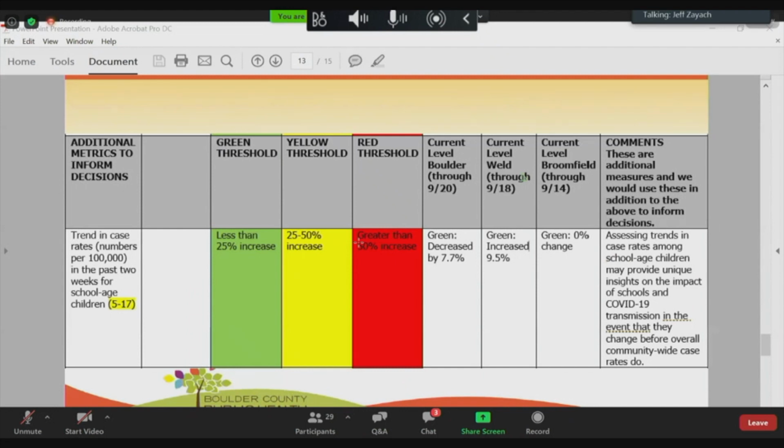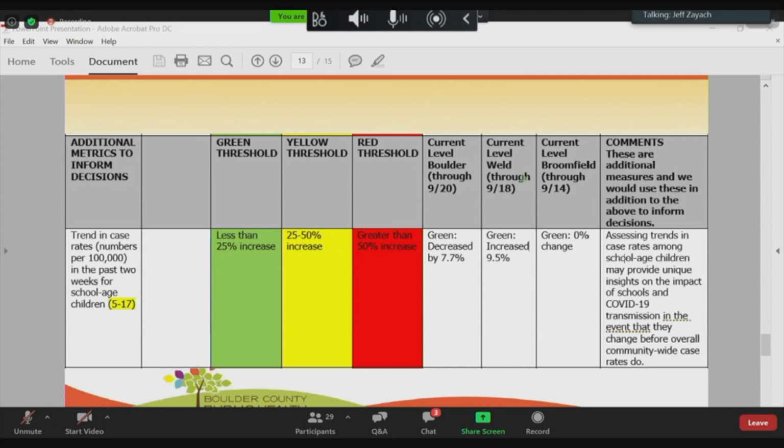The two additional metrics that I wanted to talk about are trend and case rate numbers per 100,000 for our school age population, which is 5 to 17 years old. And we are in a green status for all of our 5 to 17-year-olds at this point. You can see 7.7 in Boulder, 9.5 in Weld, and 0% change in Broomfield.